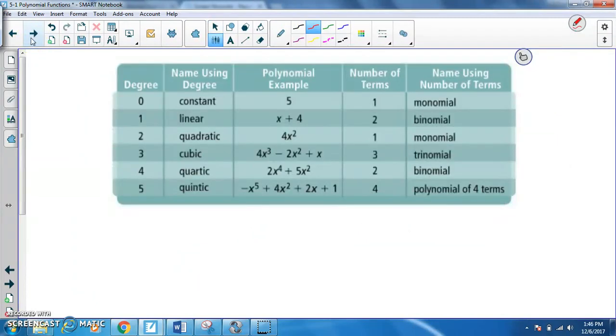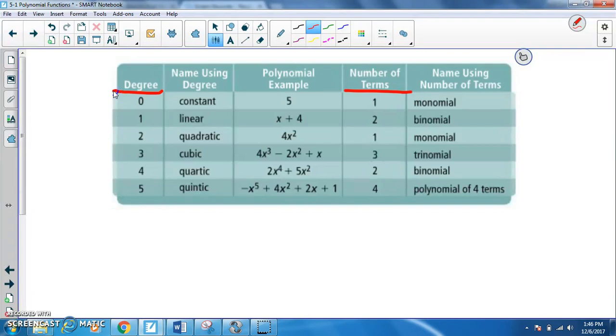Some names we need to know while classifying polynomials. We classify polynomials by degree and by number of terms. So 0, if we have no variable, it is called a constant. 1, exponent of 1 is linear. Exponent of 2 is quadratic. Exponent of 3, cubic. 4, quartic. 5, quintic. And then if we have the number of terms, we only do 1, 2, 3, 4, or more.